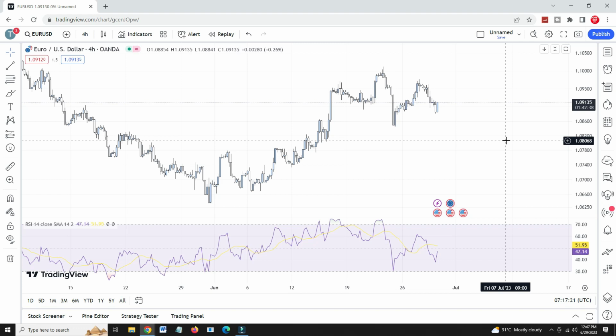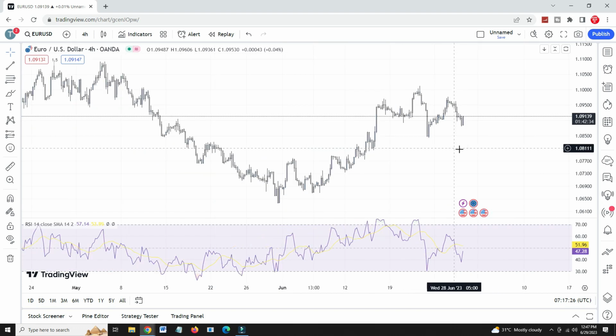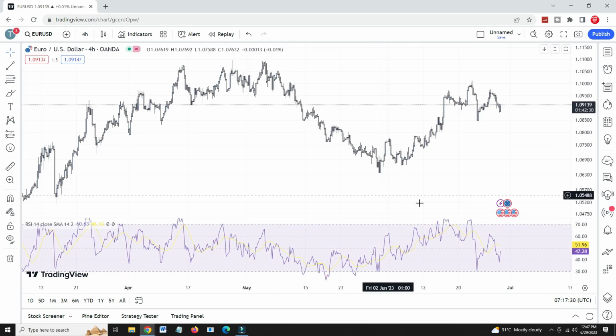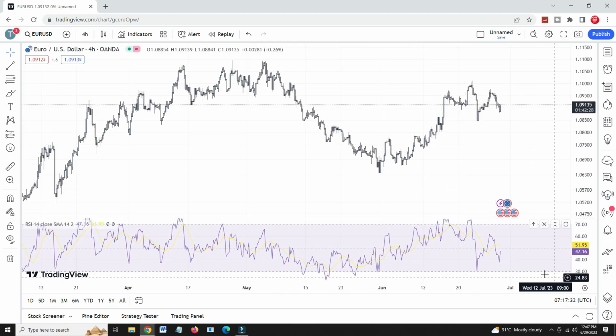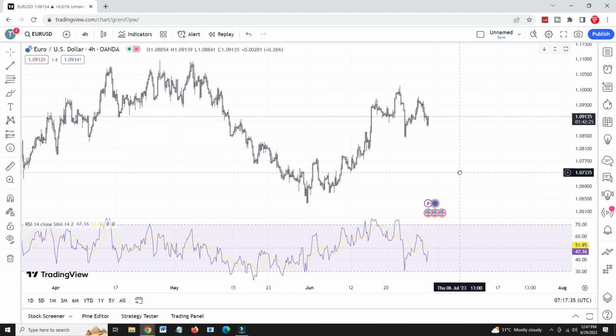So let's start. I like to start with the 4-hour chart because that gives me a bigger picture of what's going on. I also look at RSI because RSI gives me a very important indication, which is divergence. And right now I see a divergence here. I'll just quickly show it to you.